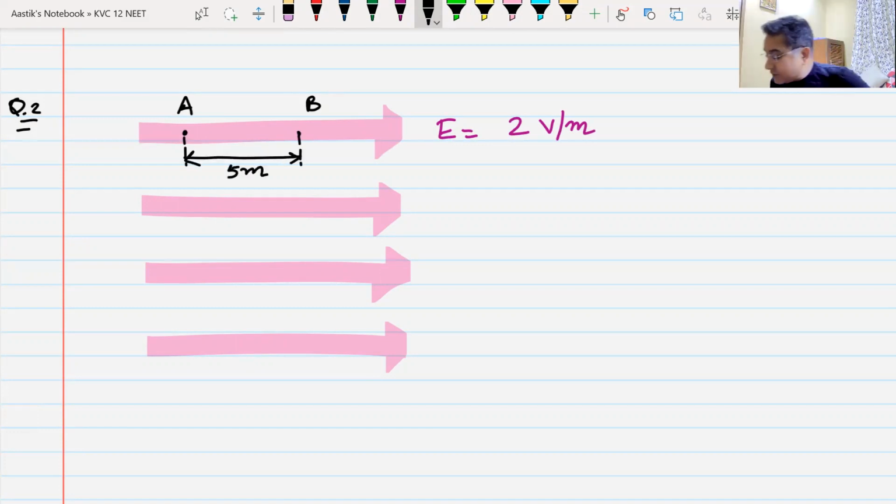The first question that I am going to ask, my dear friends, is which point is at a higher potential? A, sir. A is at higher potential, yes or no? Yes, sir. Now, can you tell me what is the potential difference between A and B?